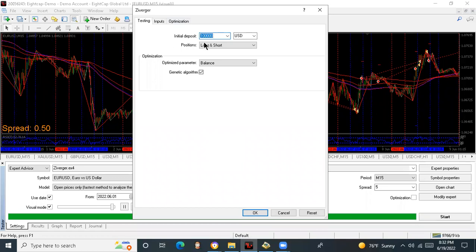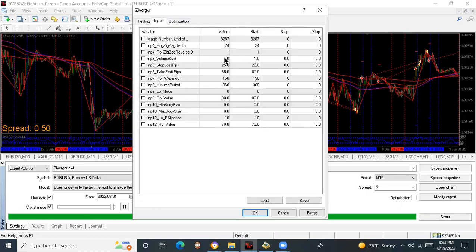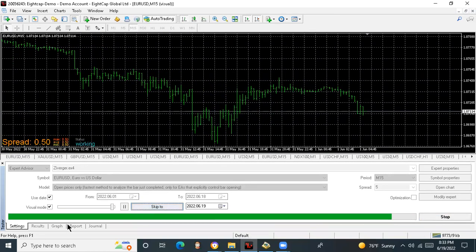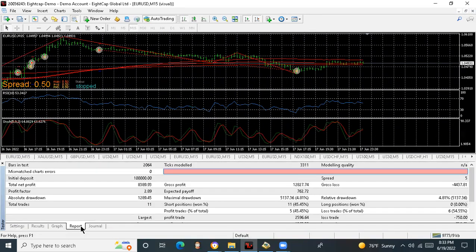Our trade size. Let's do 3 lots. All right, so I'm going to run this through real quick just to look at the stats. Boom, and we got that. All right, so we did 8.3%.